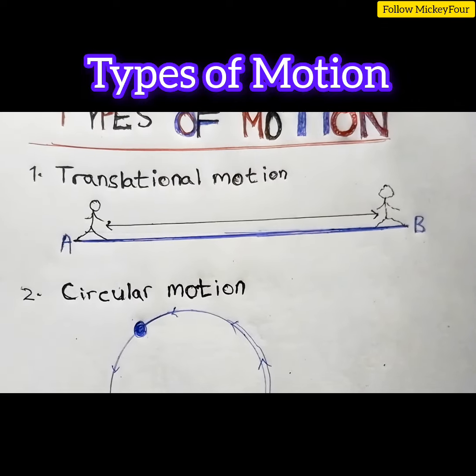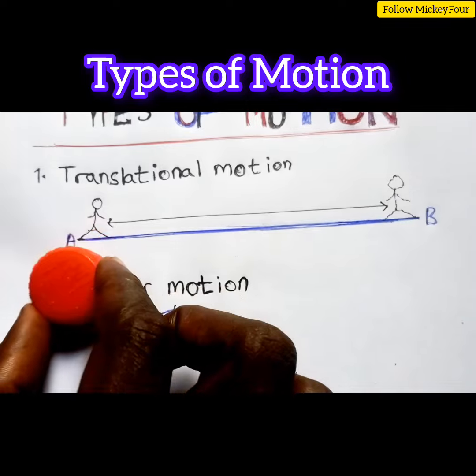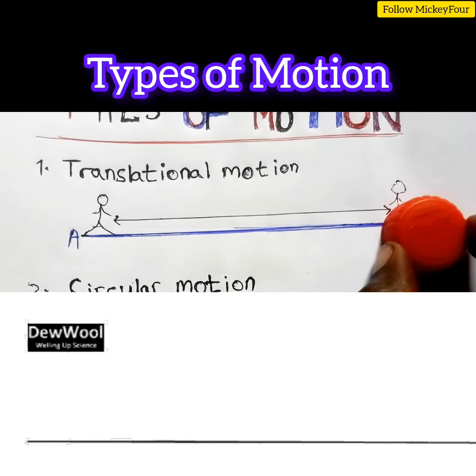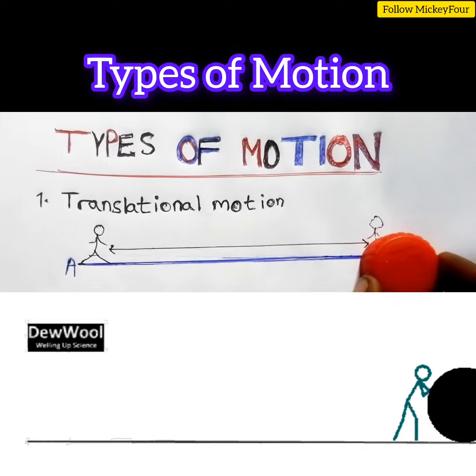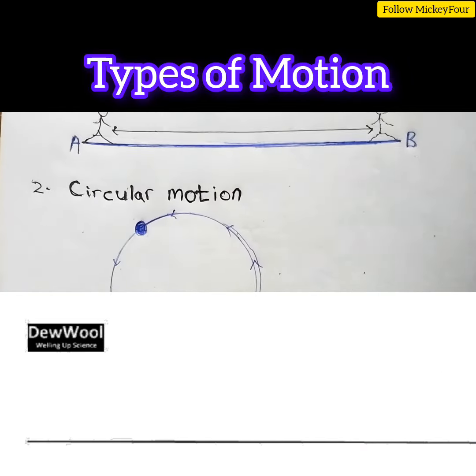For example, when we have this body here, this is an object here. When it moves from this point A to point B, we say that this body has performed a translational motion. So number two is called the circular motion.